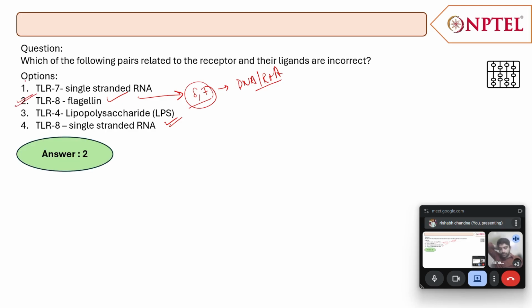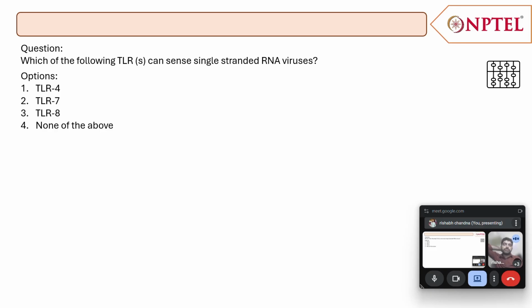Okay, so let's move on to the next question. Which of the following TLRs can sense single stranded RNA viruses? So what can be the correct answer? Yes, just now we discussed, both 7 and 8, they can recognize single stranded RNA. Okay, so they both have the capacity to recognize the single stranded RNA viruses.